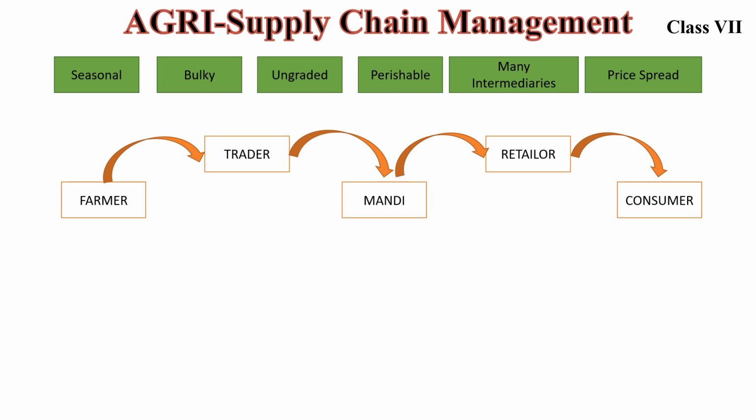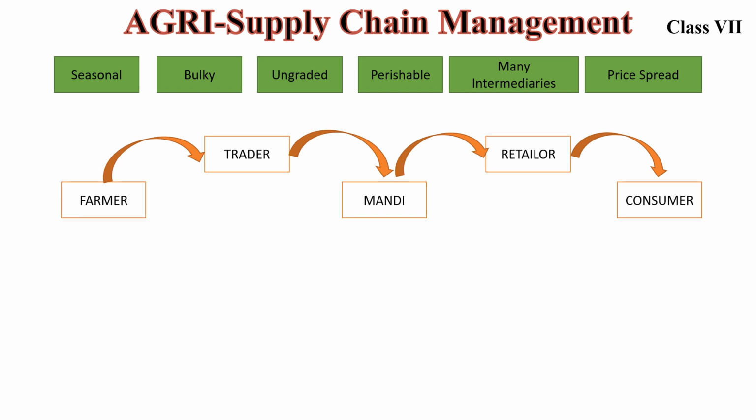It's bulky in nature and highly ungraded. The chances of perishability in agriculture produce are quite high. There are a number of intermediaries you will find in the agriculture supply chain, and where there are a number of intermediaries, there is price spread. Price spread means that of whatever the consumers are paying, a very limited percent goes to the producers, due to the increase in marketing cost and marketing margin per unit kg of body weight of the agriculture produce.